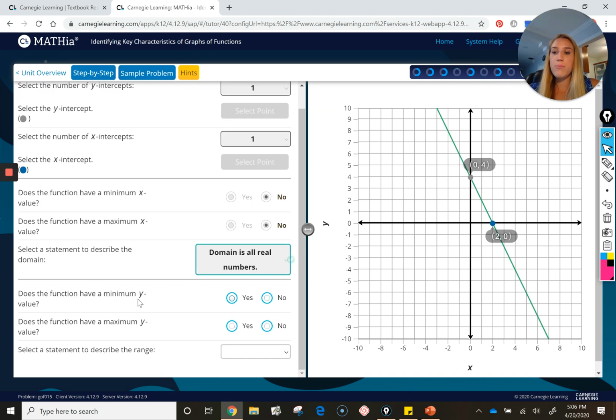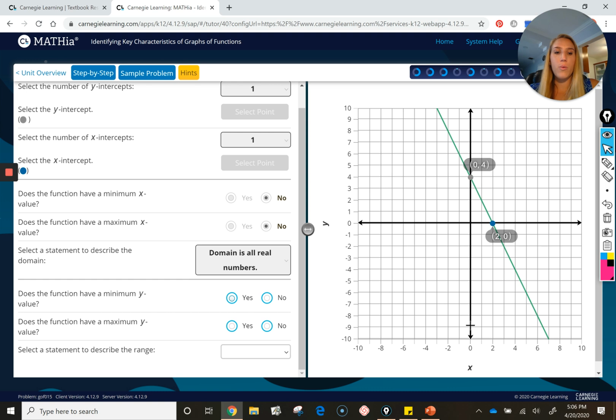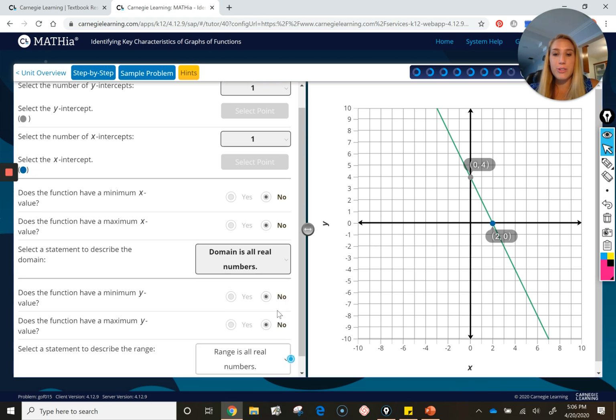Does the function have a minimum y value? Remember, y values are on our vertical axis. So will this graph ever stop going downward? It looks like it's going down, down, decreasing, and continues forever. So there's no minimum y value. Does it have a maximum y value? It goes up ever and ever towards positive infinity. There is no maximum. So I know that the range must be all real numbers.